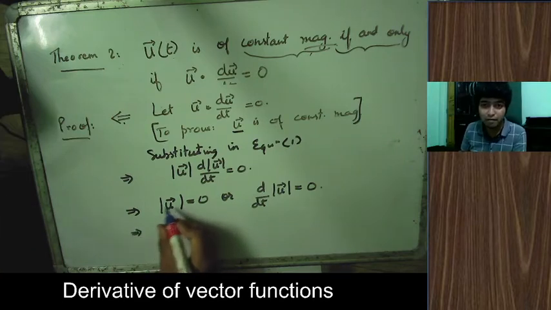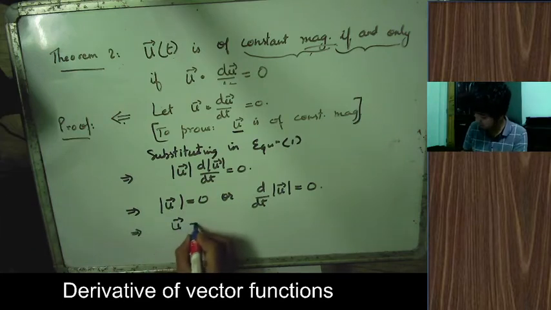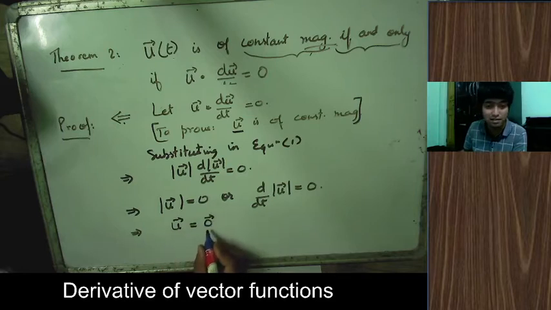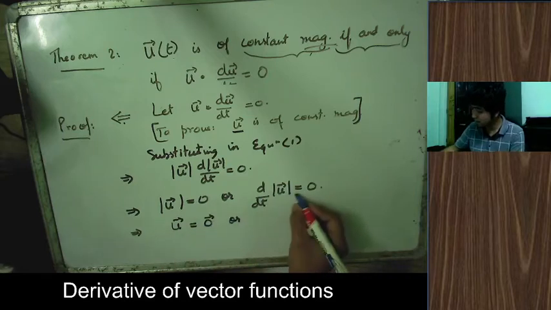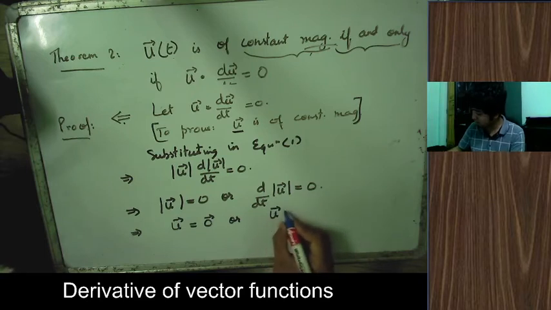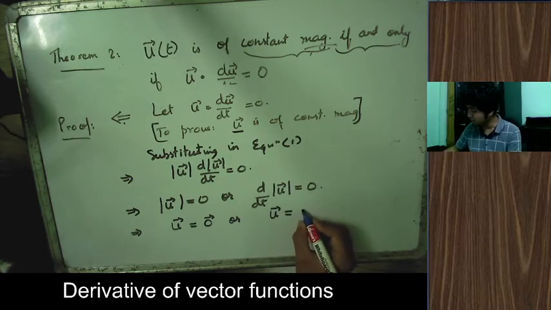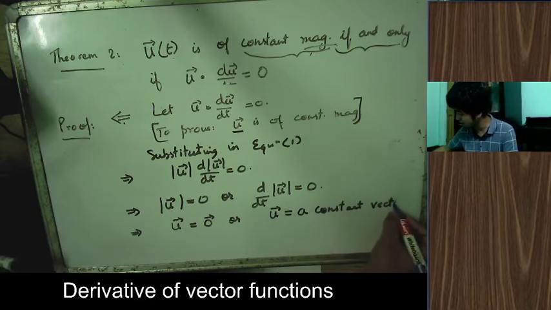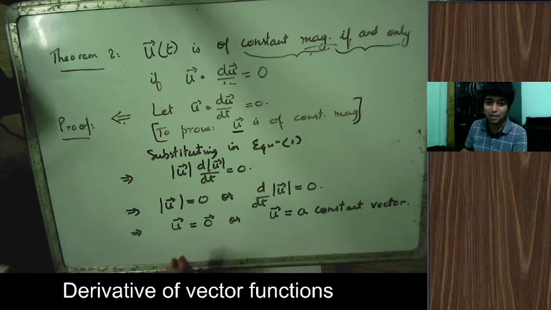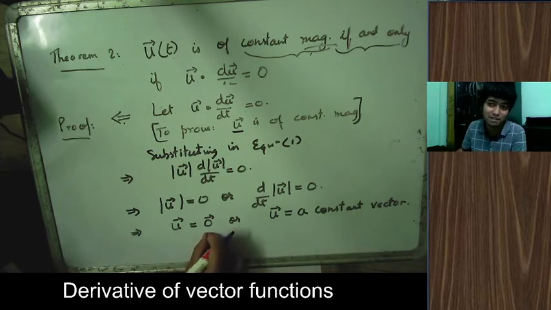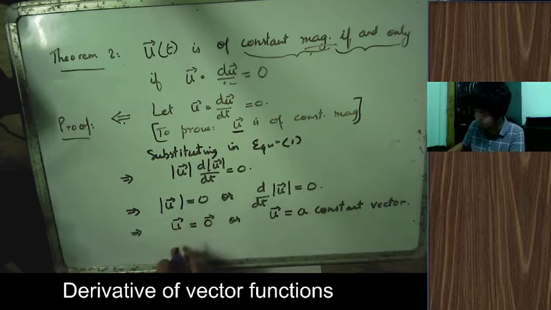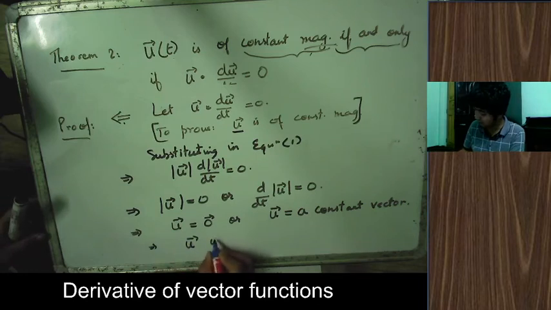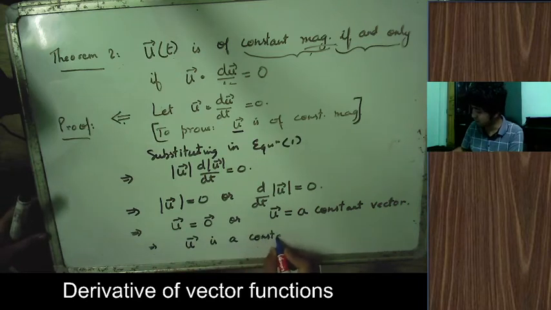So the magnitude of a vector is 0. So the only possibility is that u is a 0 vector, or d/dt of this one is 0. So u bar is equal to a constant vector. So from both the cases, whether it's this or this, it will be constant, because if it is 0, 0 is still a constant, right? So for both the cases, this or this one, we will be having u bar is a constant.